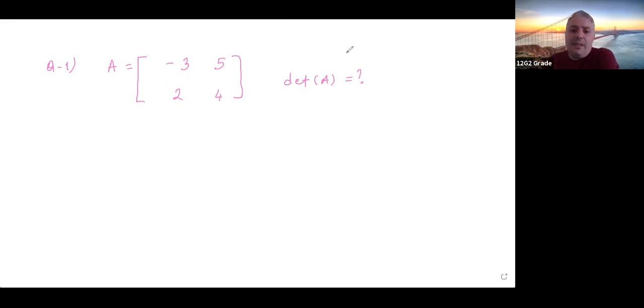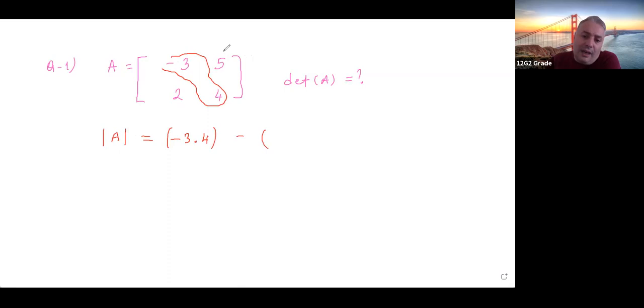So for the determinant, the rule is so simple. Similar to cross product, we just multiply the diagonal members. We use notation of 2 vertical bars with the matrix A between them. So determinant of A is equal to -3 times 4, minus the other diagonal, which is 2 times 5, or 5 times 2, same. So this is equal to -12 minus 10, and then it is equal to -22. That's it. So this is now determinant of A.